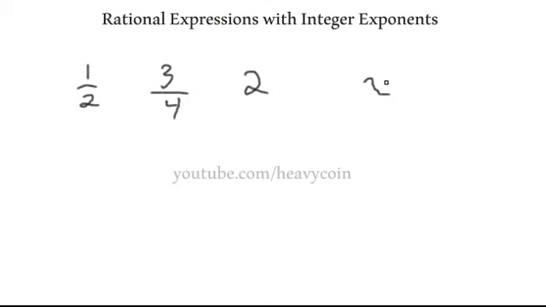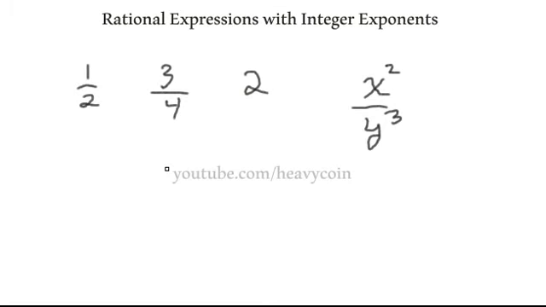So if I were to say x squared over y to the third, okay, this is a rational expression. We have a rational number here. And so x might be equal to 5 and y might be equal to 2, and we would plug that in and we'd have a rational number.